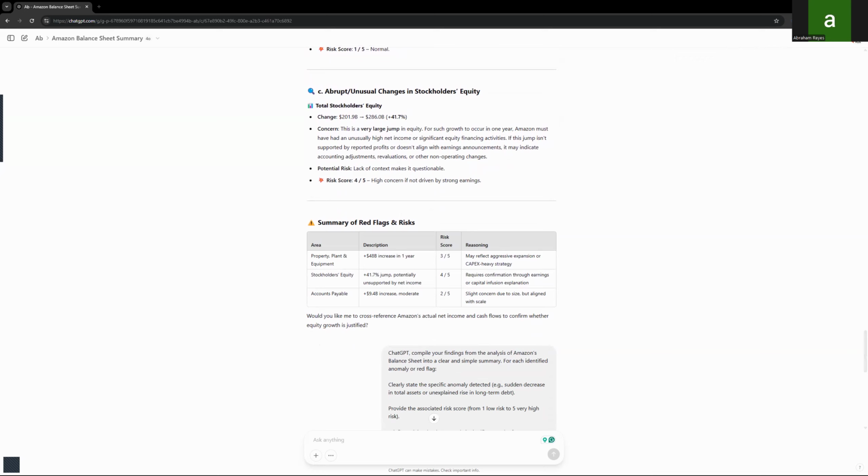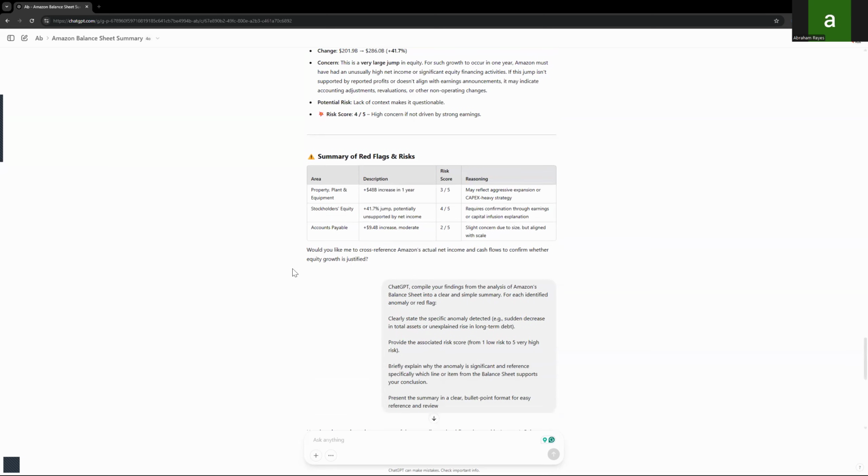For the last step in the challenge, assign risk scores. Ask ChatGPT for a simple risk score between 1, low risk, and 5, high risk, for each anomaly, clearly explaining the reason for the score. Another tip for you, higher scores of 4 or 5 should reflect very concerning anomalies, like large unexplained asset impairments or drastic liability shifts. So here's my prompt for that.